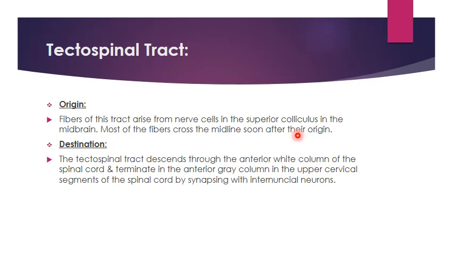The tectospinal tract descends through the anterior white column of the spinal cord and terminates in the anterior gray column in the upper cervical segments of the spinal cord by synapsing with internuncial neurons.